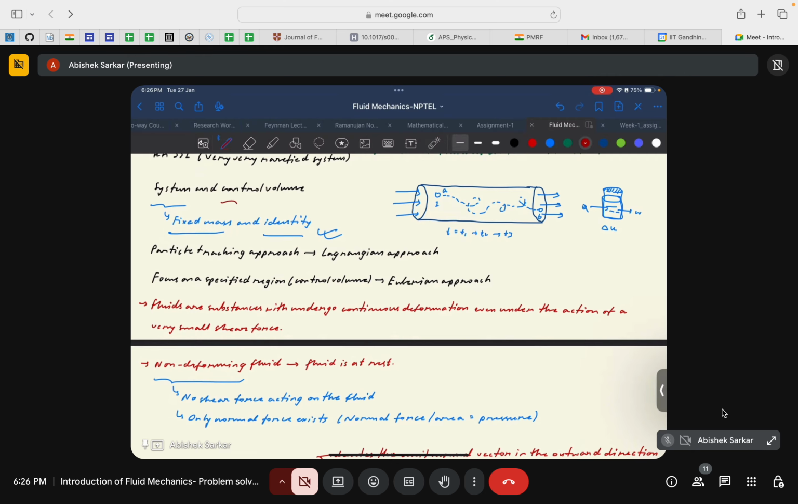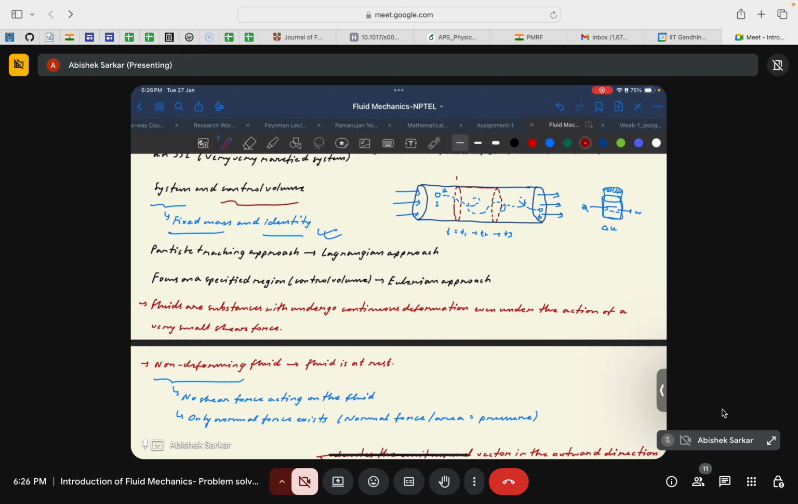So again, this was discussed, but let me just reiterate. In the case of control volume, rather than tracking a single particle or a mass of particles, we keep our attention to a particular region. For example, in the case of this pipe, say we are now keeping our focus to this particular cylindrical region.